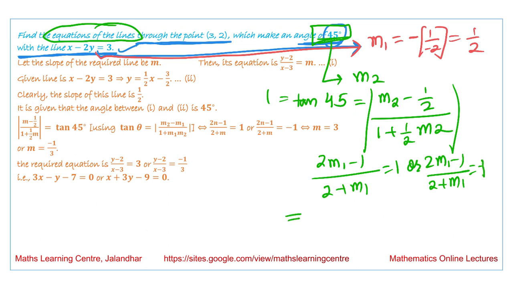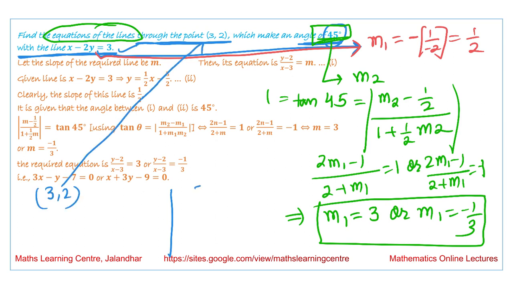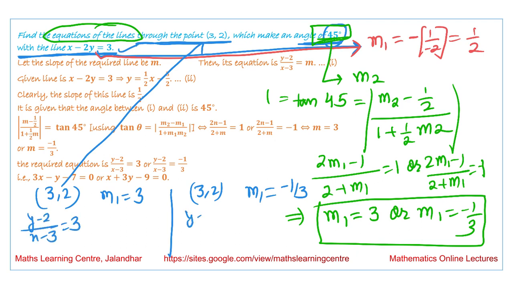So on solving these two equations, we obtain that either the value of m2 is equal to 3 or the value of m2 is equal to minus 1 by 3. These are the two values of slope that we have. Now we have to find the equation of the line which passes through the point 3, 2 and has the slope either 3 or minus 1 by 3. So the two equations we obtain are y minus 2 over x minus 3 is equal to 3, or y minus 2 over x minus 3 is equal to minus 1 by 3.